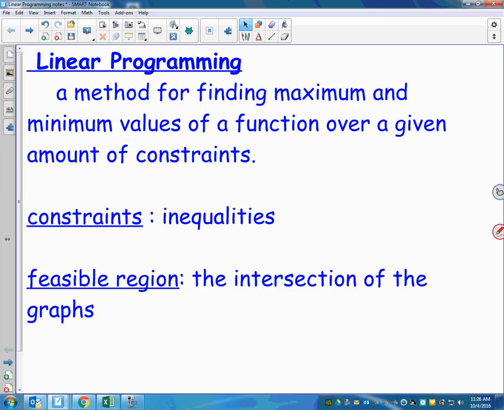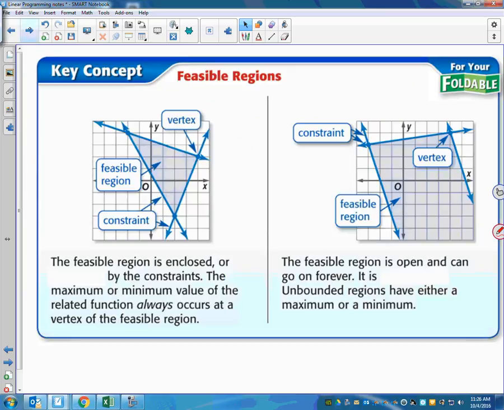So when we talk about these regions, we have two types of regions. One of them is what we just did on the homework quiz. When you graph 3 or more lines and it makes a closed shape, we say that if your shape is closed, that is called a bounded region. And if you read that little paragraph there, it says, if you have a bounded region, the maximum and minimum value will always occur at one of those vertices.